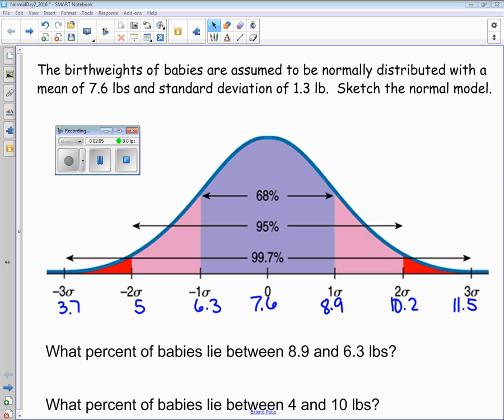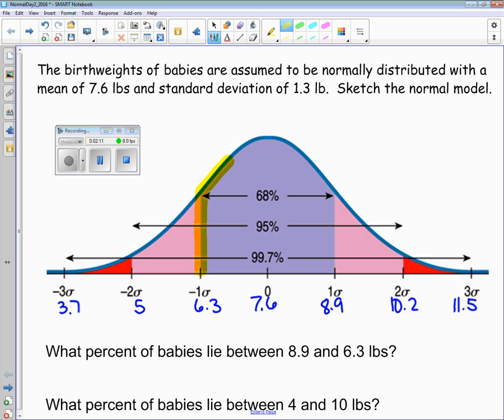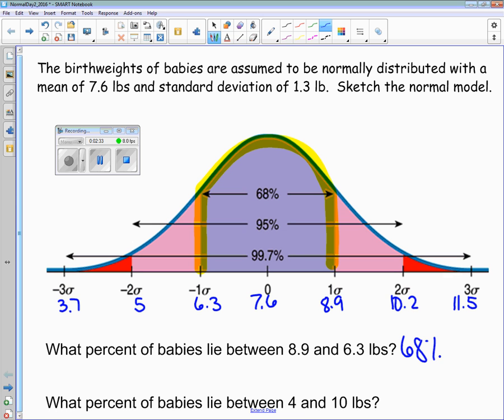The first question says between 6.3 and 8.9, and we're looking at this particular one. Well, that just happens to be the purple values, and so using our empirical rule that we used last class, what'd you get? 68%, right? That's pretty straightforward, nothing too difficult about that, looking at the numbers right on our graph. What about the second question?